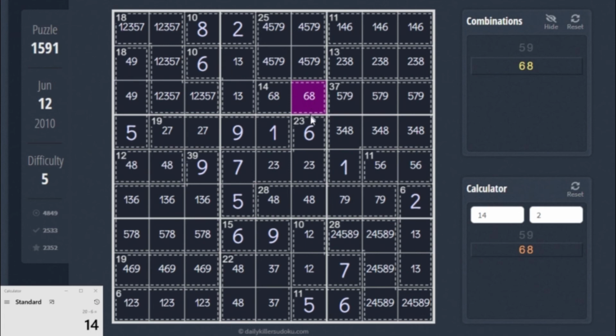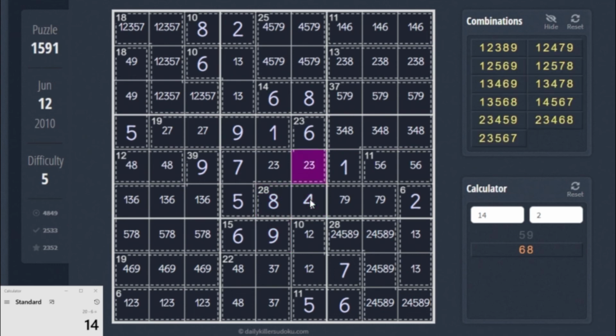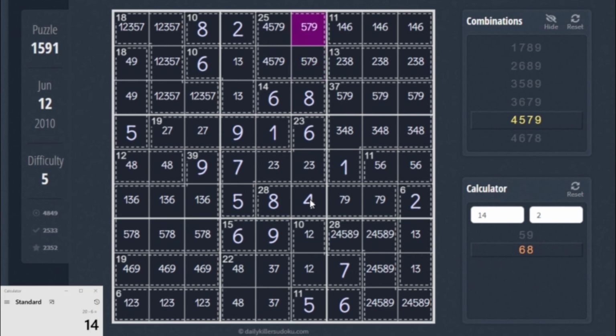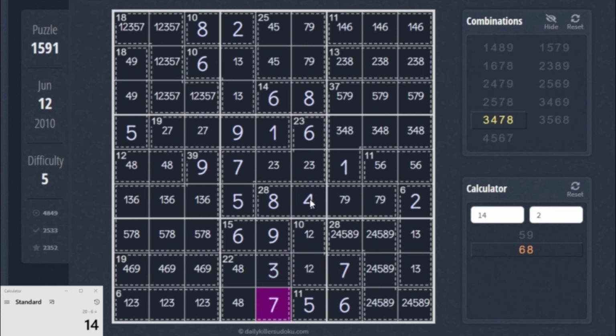So 6, 8 pair, 6 already used. We can get rid of that. What else? So 4, 8 pair, sorry, 8 is already used. 4 is already used. 5 already used. 7 and 9. We can get rid of 7 and 9. 4 and 5. Right, 7 can already use. We can get rid of 7, 3, 7.